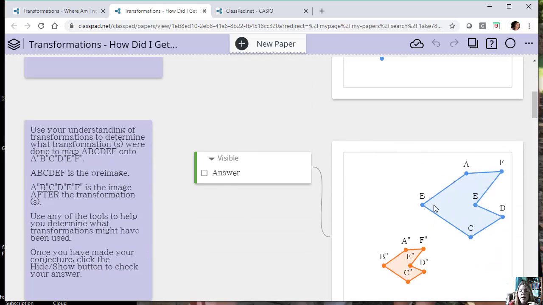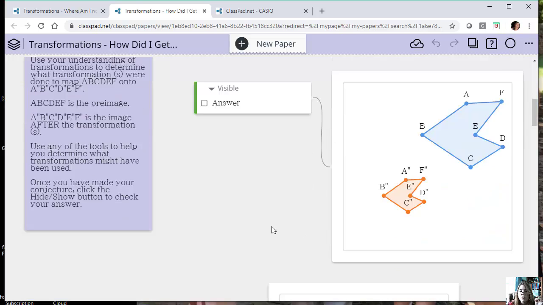Same thing here, what happened? How did this shape, the blue original pre-image, become this? Well, obviously it's been dilated because it's smaller, but it's also been moved from its position, so maybe a translation. So they are supposed to try to figure out what those things are.